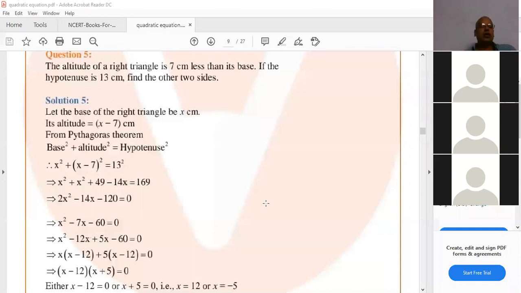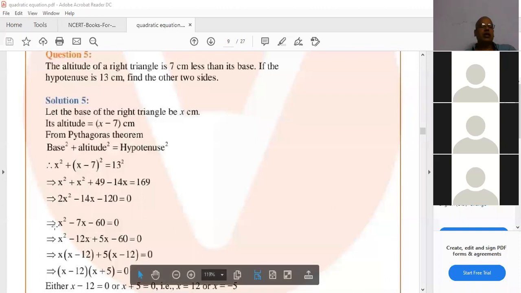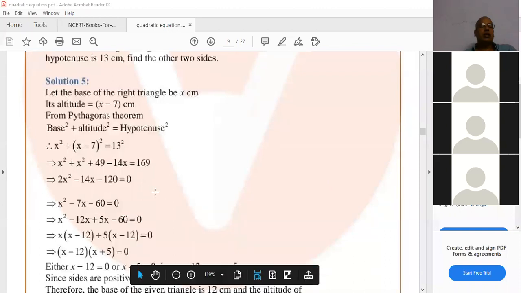So, 2x square minus 14x minus 120 equal to 0. Divide by 2 on both sides. If you divide by 2 on both sides, x square minus 7x minus 60 equal to 0. Try to simplify the equation as much as you can; if a chance is there, simplify the equation. Now we have to find factors of minus 60, which if we add, give minus 7.